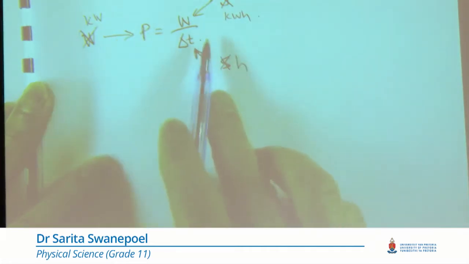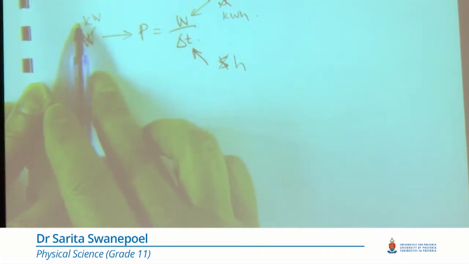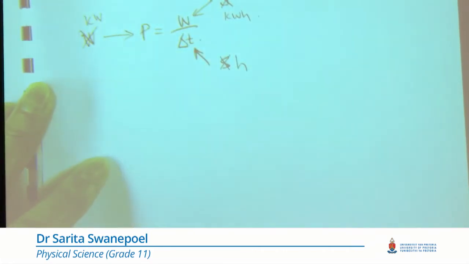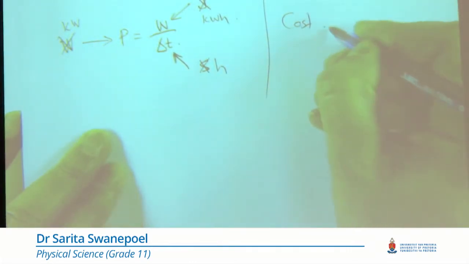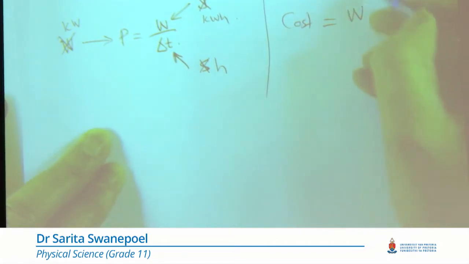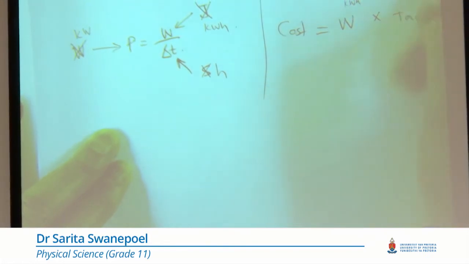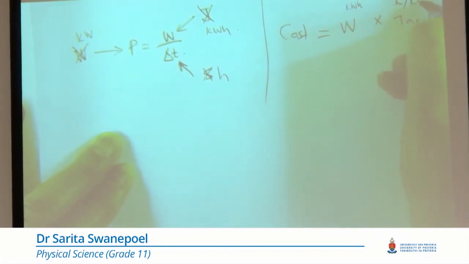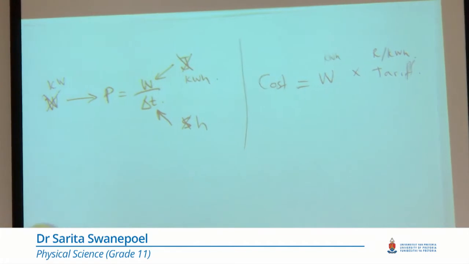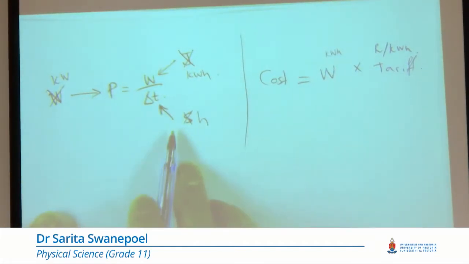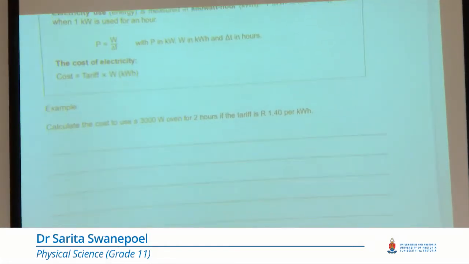So then if you say P times delta T, that will be kilowatt times hour, and you will end up with kilowatt hours. That's nice, right? Why do I need that? Because they're going to give us the cost of our electricity by multiplying the energy that is now in kilowatt hours by the tariff that is in rand per kilowatt hour. And then that works out nicely. Right. So we have to convert first and put it in the right units in order to get kilowatt hours. So quickly, do example 1 up there.